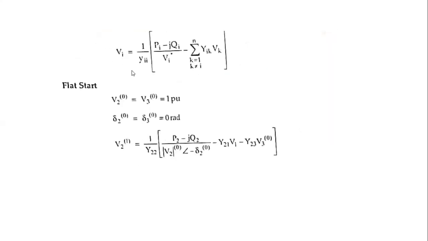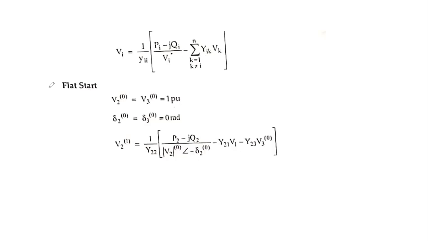Okay, this is another formula. Vi is equal to 1 by Yii, Pi minus jQi by Vi, minus sigma k equal to 1 to n, k is not equal to i, Yik Vk. This is also another fixed formula for finding the Vi. Vi is equal to 1 by Yii, Pi minus jQi by Vi conjugate, minus sigma k equal to 1 to n, k is not equal to i, Yik Vk.